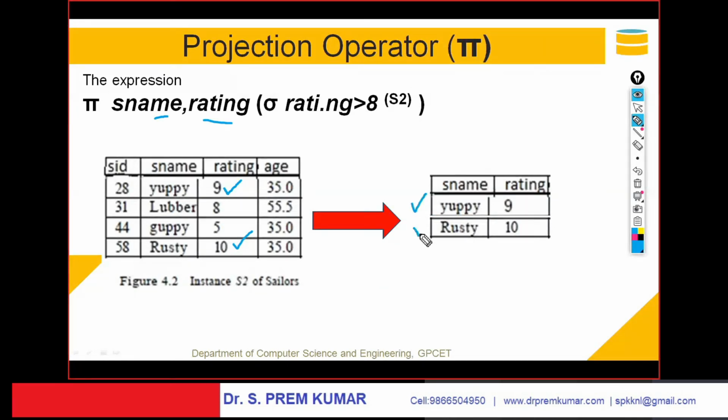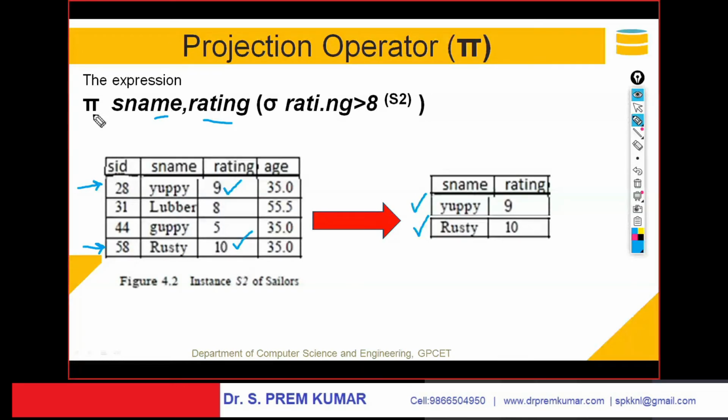This is a combination. I am going with the mixed fragmentation, selection and projection. Once again, listen carefully. I am using select rating greater than 8 from S2. So you will get this entire row where rating is greater than 8. The rest of the rows are filtered. So you are getting only these two rows, that is 28 UP and 58 Rusty.